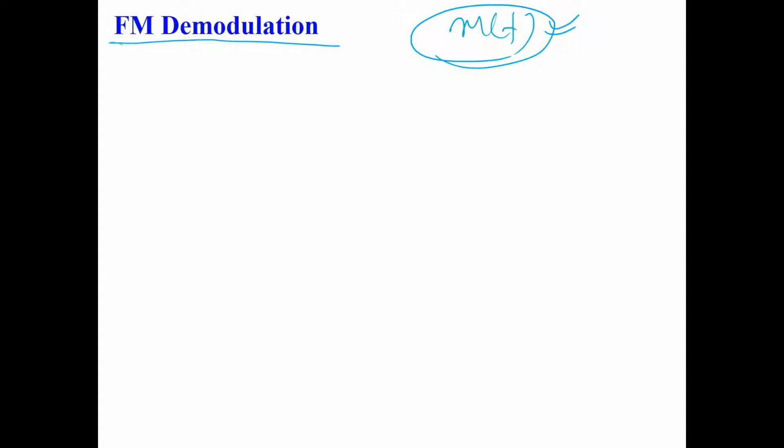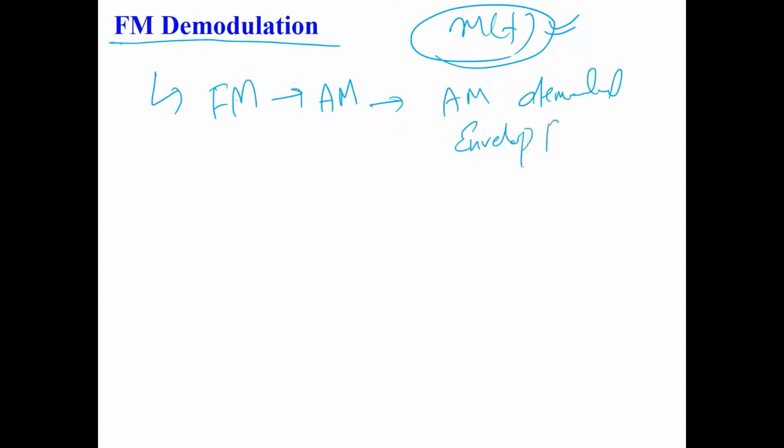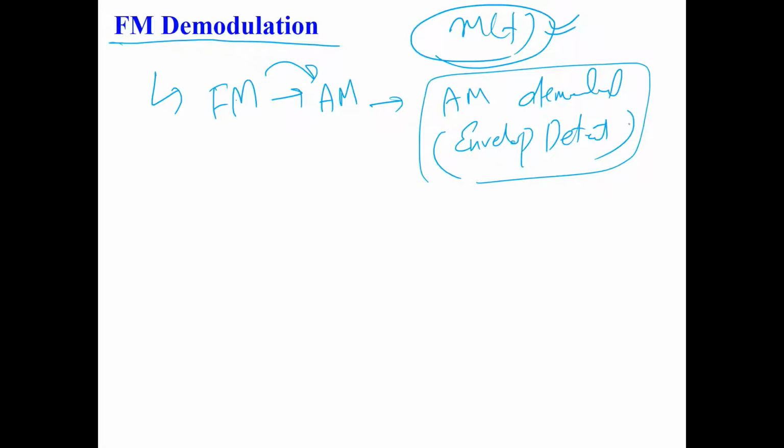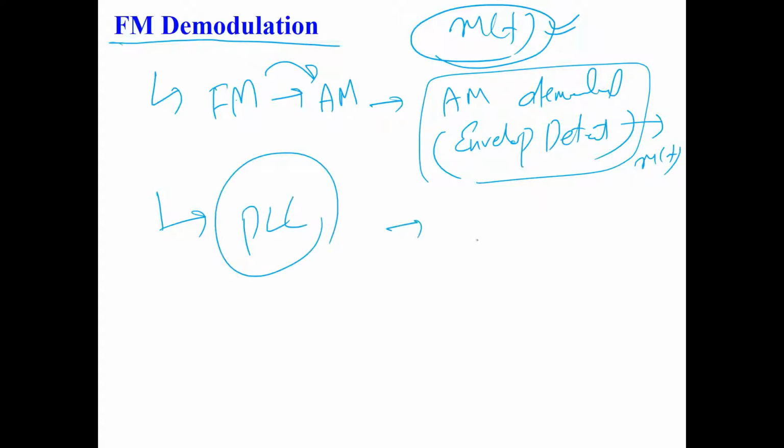So again, as in the modulation part, there are different ways for the demodulation. One way is that you convert FM to the AM signal and then use the AM demodulator, which you remember is the envelope detector for the conventional AM, right? So convert the FM to AM and then just use the AM demodulator, using the envelope detector, we can get our message signal. Another way is we use the phase lock loop. By using the phase lock loop, we can demodulate our signal.